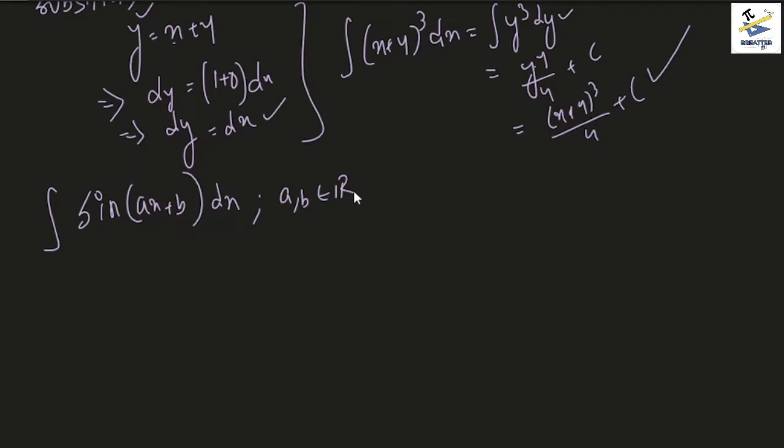Okay, so how do we do that? Well, obviously in that case also, what we are trying to do is substitute this thing, ax plus b, because were it only sin x dx, it would have been easier, right? So let us name the integral as I, and let us substitute y equals ax plus b.